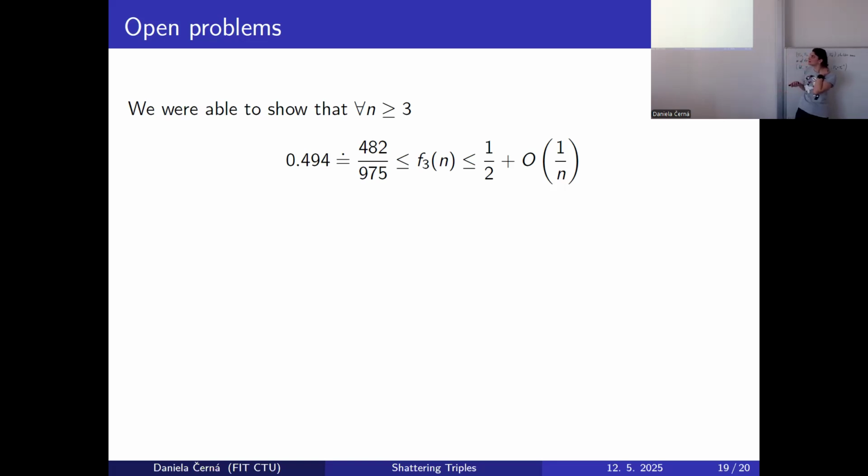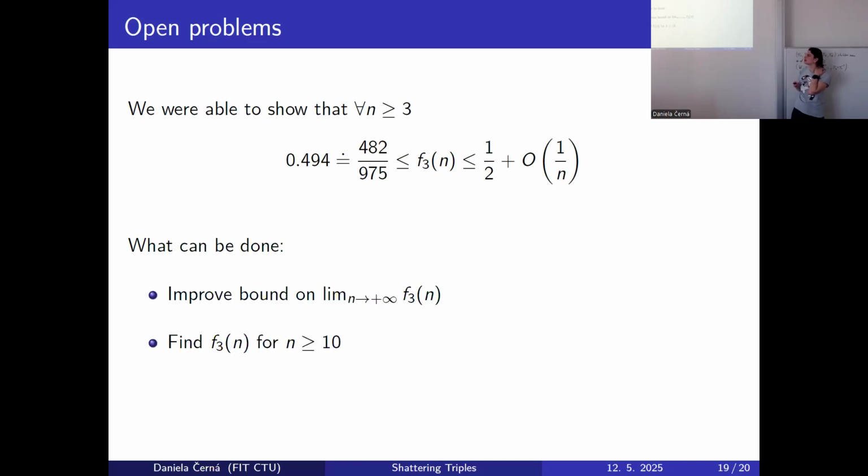So what are the open problems? The bound can still be improved. You can also find the values of F3n for smaller n's. And also all of this can be done for the bigger case, which might be interesting, but in this case, you will have to look at k factorial permutations. So the problem gets tricky quite quickly.